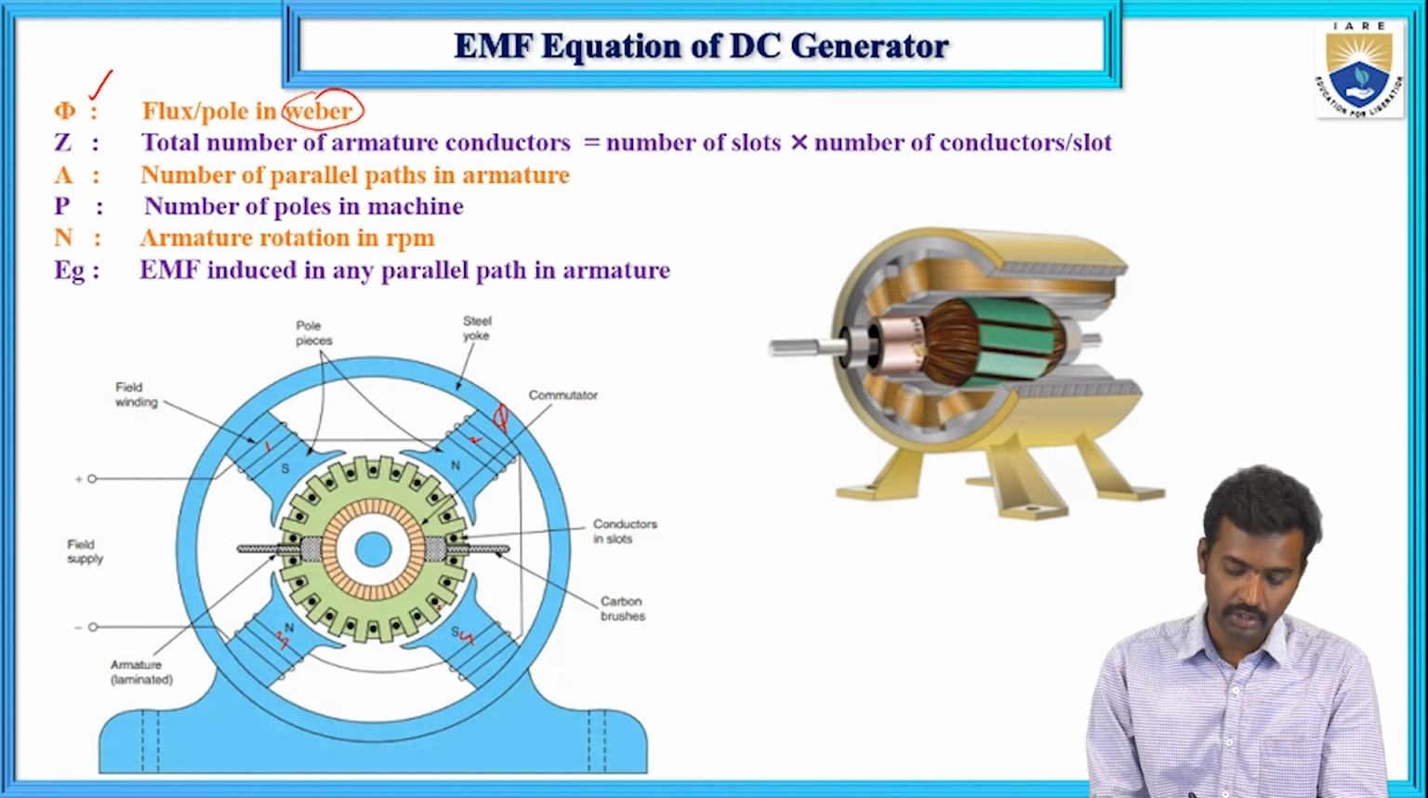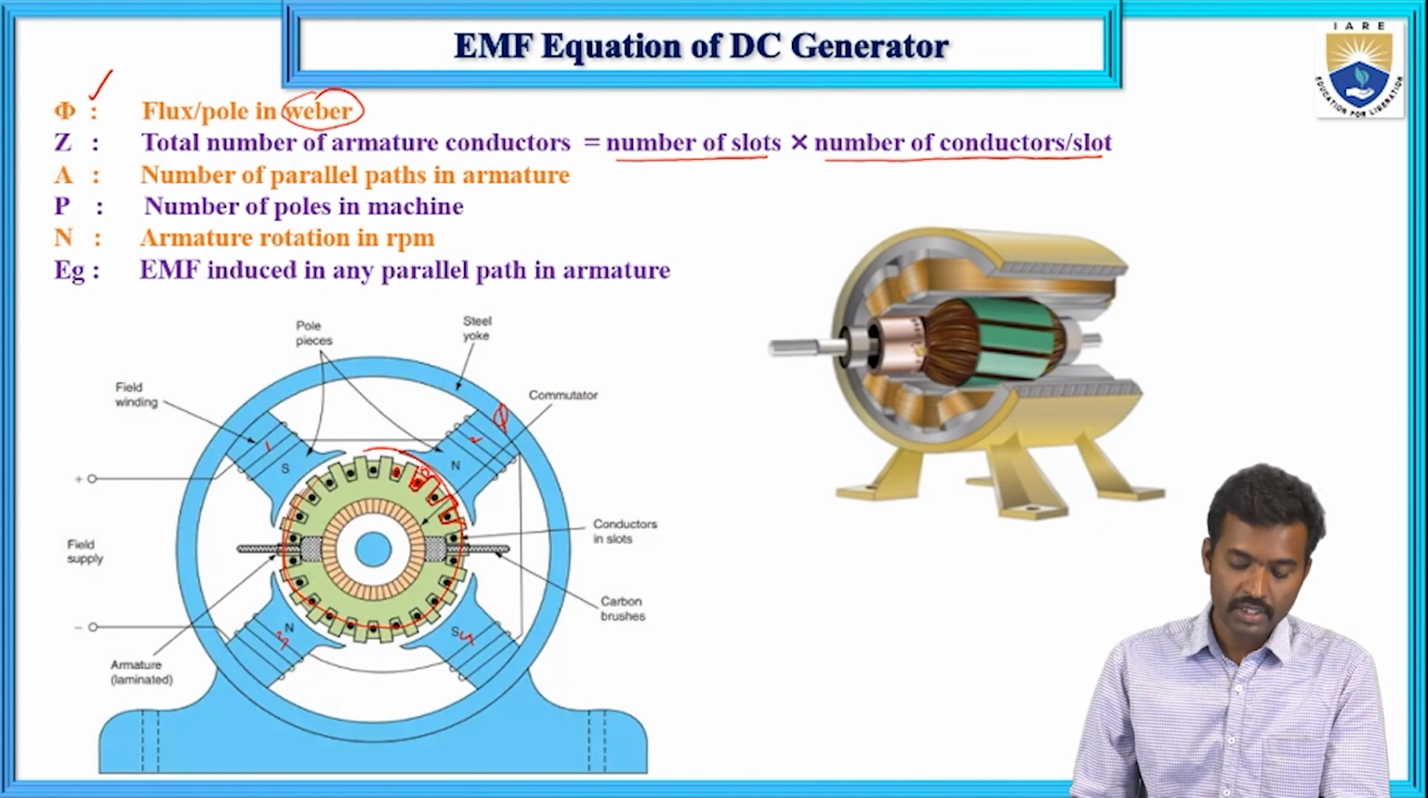This is the armature conductor. These are the slots, and the conductors are placed in them. Sometimes in one slot there may be 2 conductors or 3 conductors. So the total number of conductors in the armature is the total number of slots times the number of conductors per slot. And A is the number of parallel paths in the armature; there may be a number of parallel paths in the armature core.